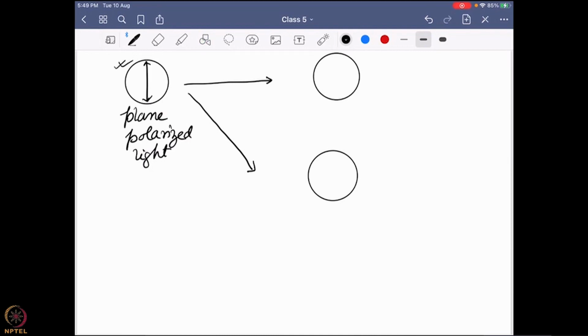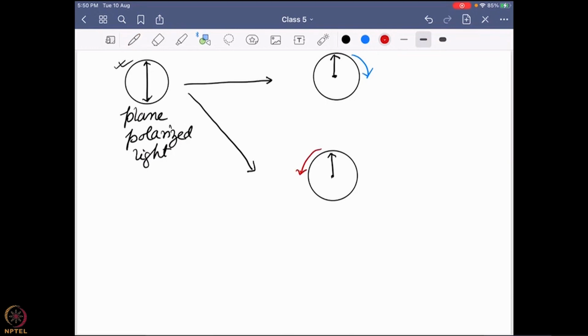But in reality, what is found is that it is actually not a simple plane polarized light, but it can be given as a circularly polarized light. So what do I mean by circularly polarized light? Circularly polarized light means that there is an electrical field like this, but instead of staying in the same plane, it can actually rotate. And when it rotates, it can rotate in two different directions, either on the right hand side or on the left hand side.